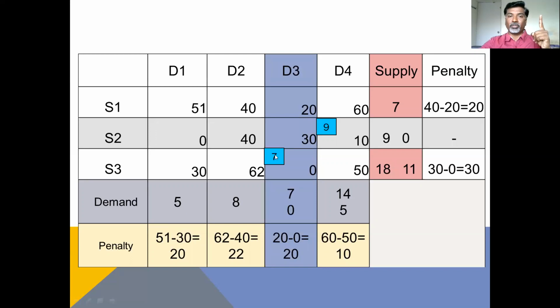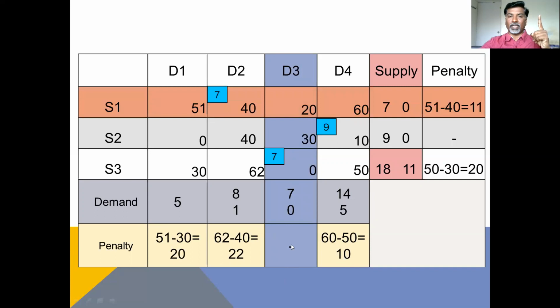So when you allocate 7 units here, you have to subtract this unit from demand as well as supply. So 7 minus 7 is 0, 18 minus 7 is 11. So this cell becomes 0. In the next iteration, we are not considering this row and this column for any calculation. So here that is a dash.